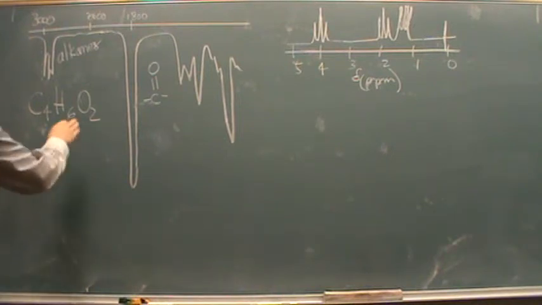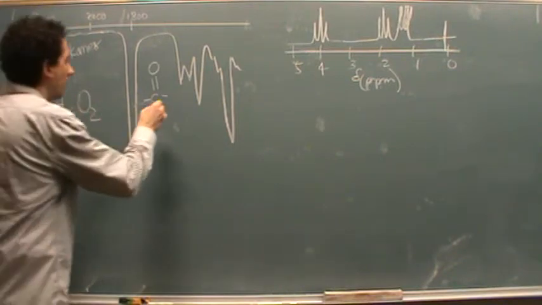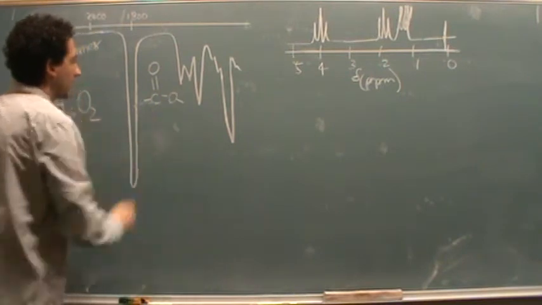Now, notice I have two oxygens. I guess I could have two carbonyls, but it's more likely I'd have like a carboxylic acid or an ester or something like that. Okay, so I'm pretty much thinking something like that.